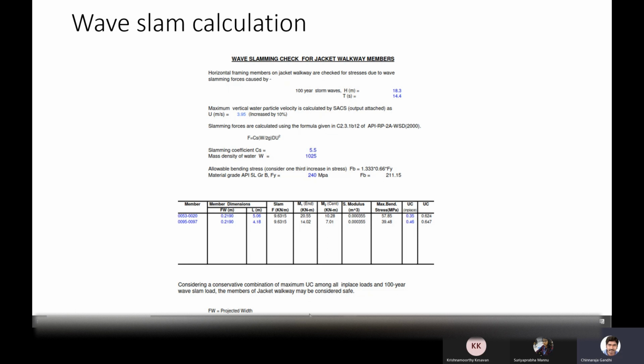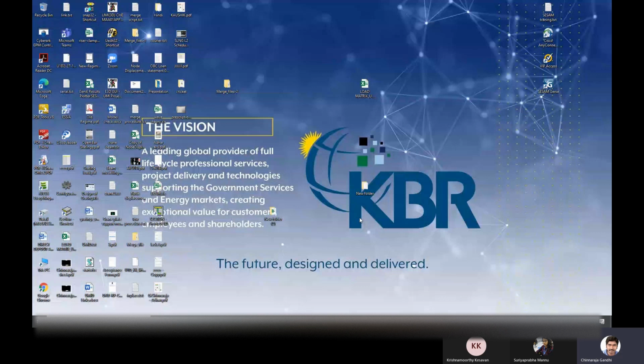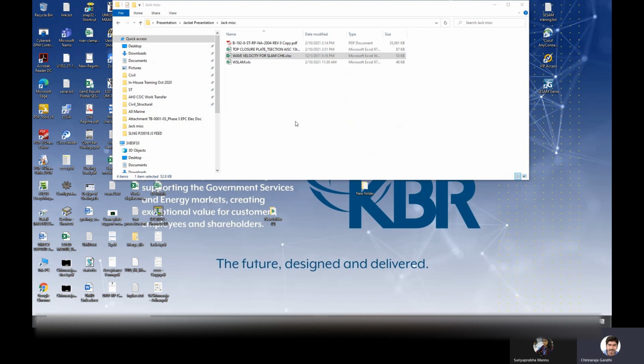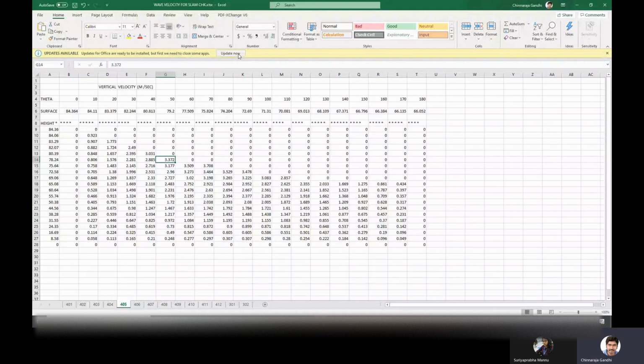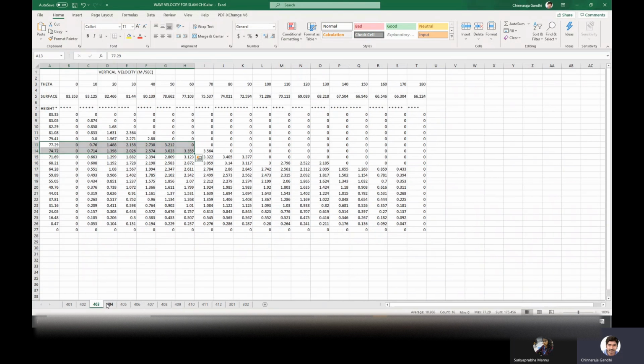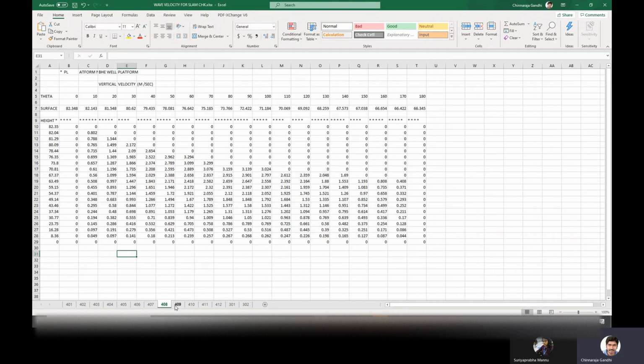I will show the calculation over here. The same thing only, but it is in the calculation. For each and every load, 401, 402, 403, 404, 405, in each direction you have to check which is the maximum, and you have to come up with that.